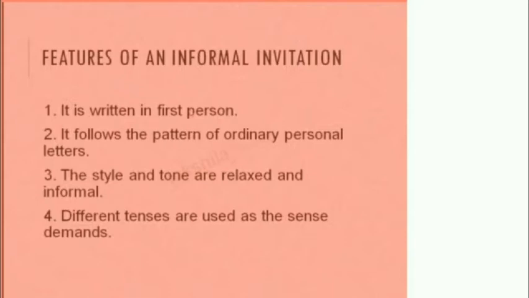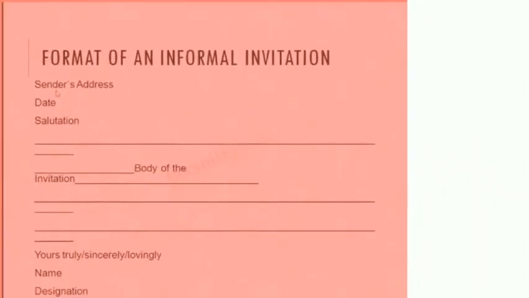Now, friends, let me explain to you the format of an informal invitation. So, kindly pay attention to the screen. Initially, we start with the sender's address, followed by the date. In the date, usually we write the date and month. We can avoid the year by putting 2x, and then it is followed by the salutation.